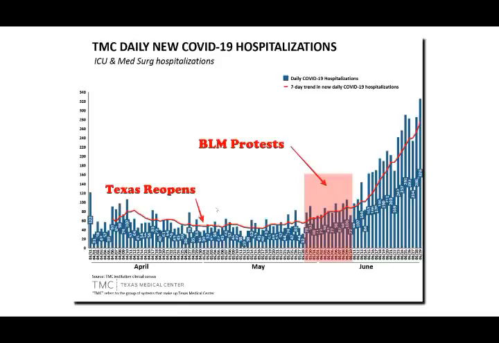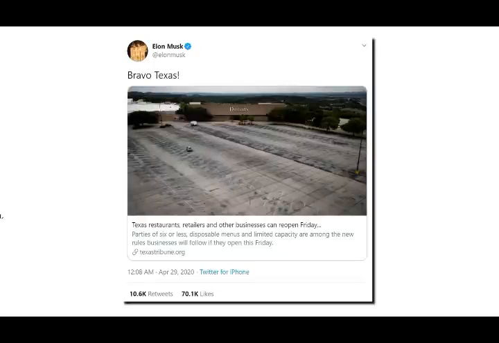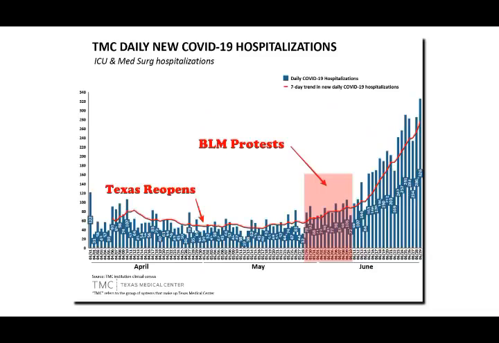So let's look at what happened in the United States recently, specifically in Texas. On April 29th, Elon Musk congratulated Texas for their plans to reopen on May 1st. This graph shows the number of daily new COVID-19 hospitalizations at the Texas Medical Center. Texas reopened on May 1st, and they're doing just fine during the month of May. But Texas ran into a problem at the end of May.